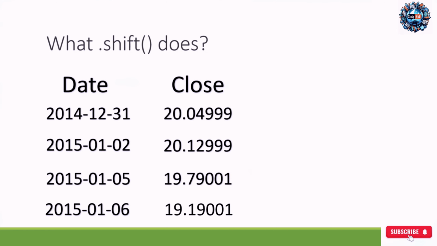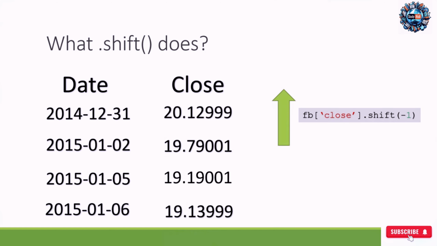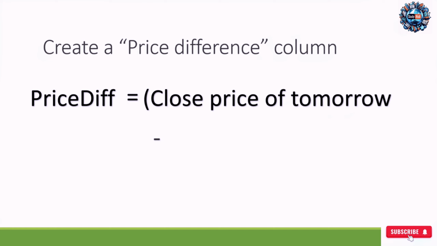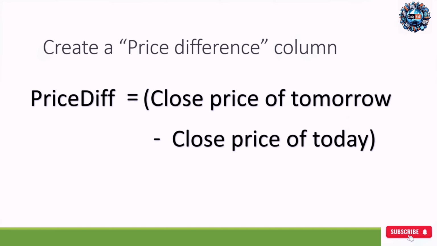Here's a demonstration of shift -1. It shifts whole column upwards by one row. Next, we create a new variable called price diff, which is the price change between tomorrow and today, which is the term we will try to predict in topic 4.